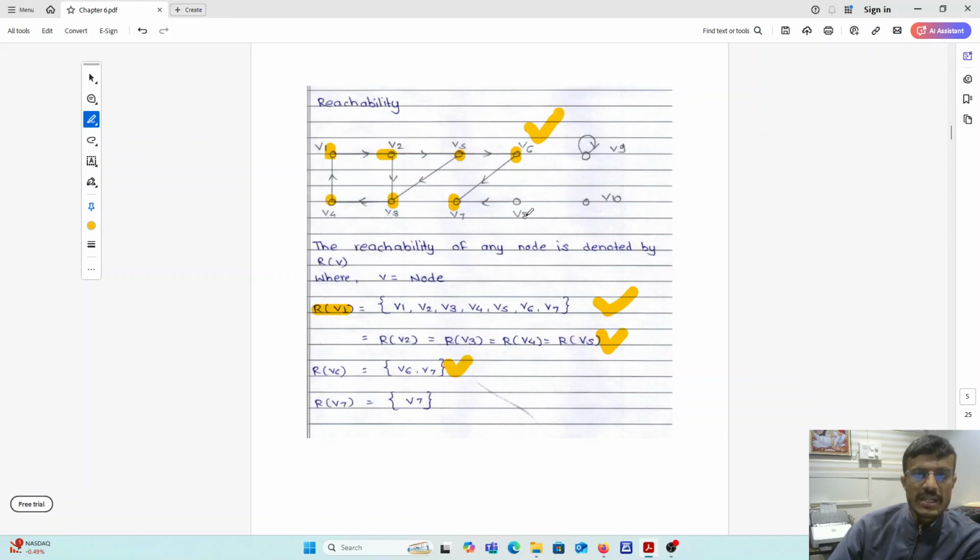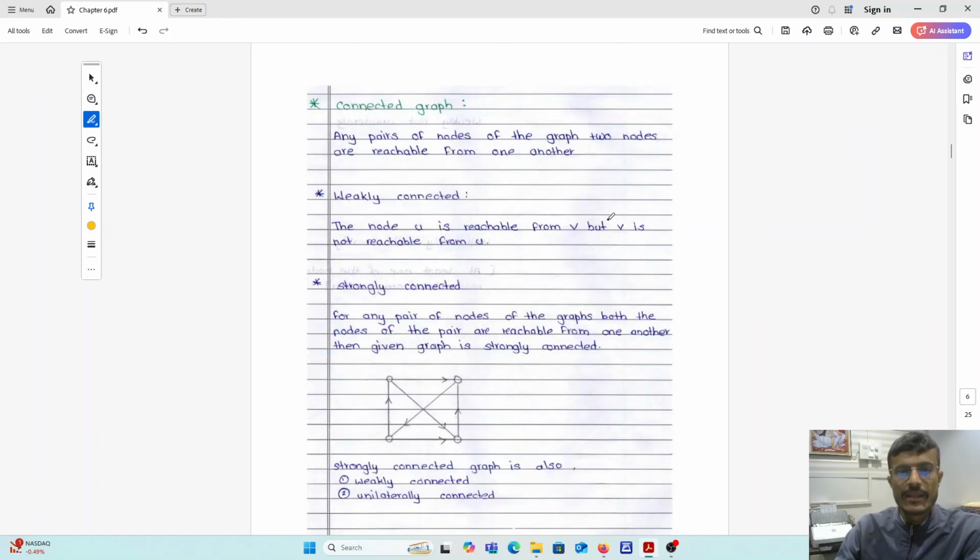You can see the reachability of V8 is V8 itself. Reachability of V7 is V7 itself. Reachability of V9 is V9. Reachability of V10 is V10. Here this V10 is an isolated node. Keep in mind, because it is not connected to any other node in the given graph. So that's why V10 and V9 are also isolated nodes.